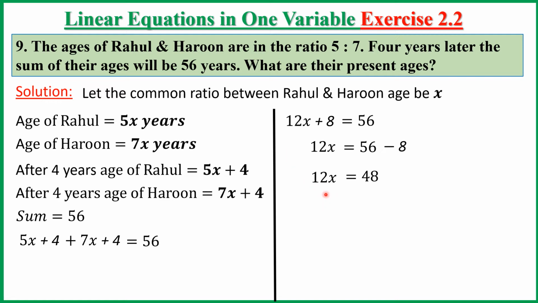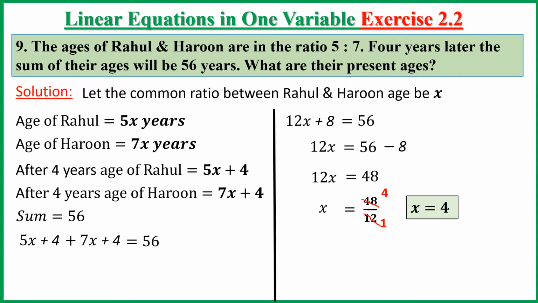Now 12 is multiplied with x. So when transposing to our right hand side, multiplication becomes division. So x equals 48 divided by 12. This can be simplified: 1 times 12 and 4 times 12 is 48. So x equals 4 by 1, which equals 4.